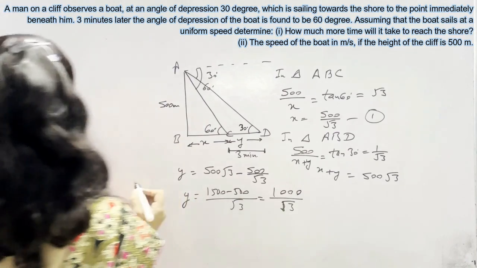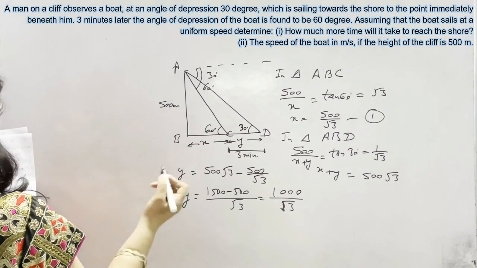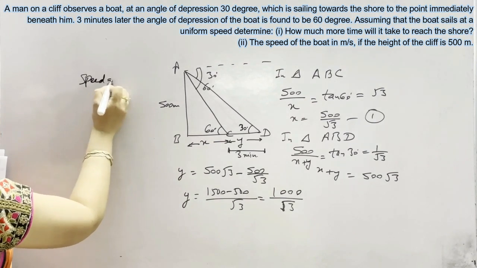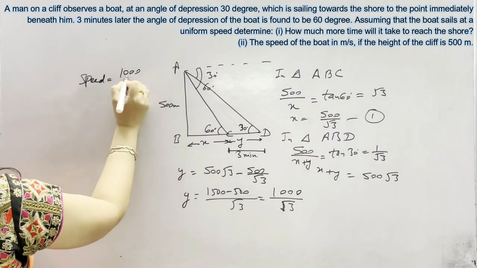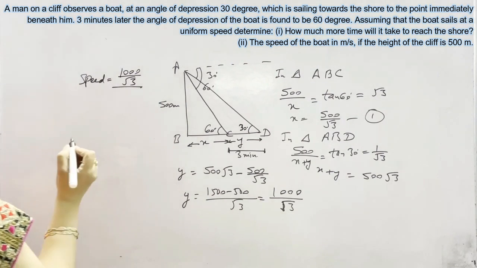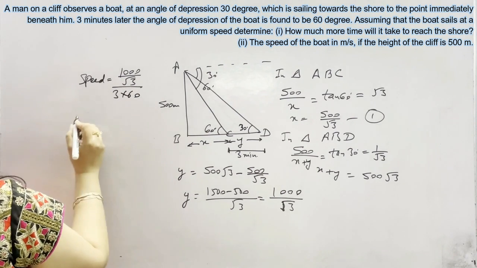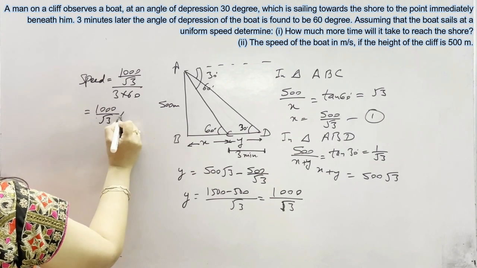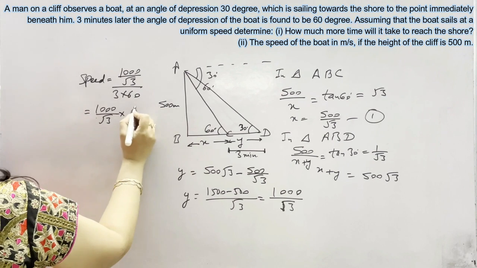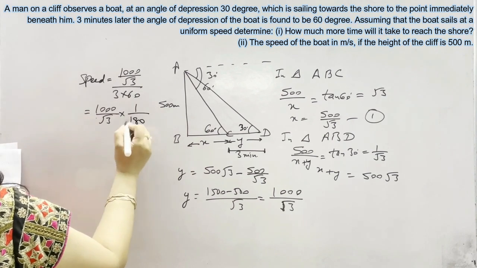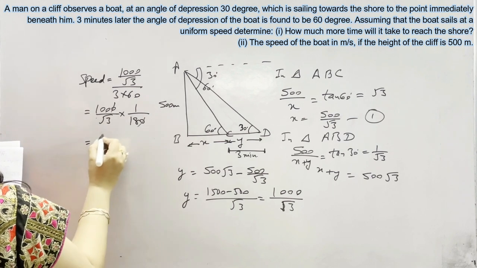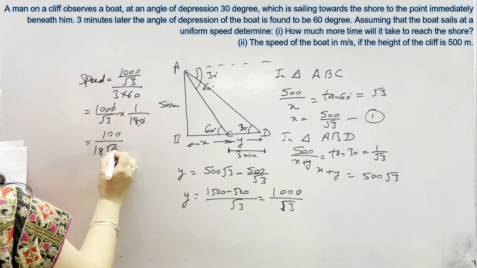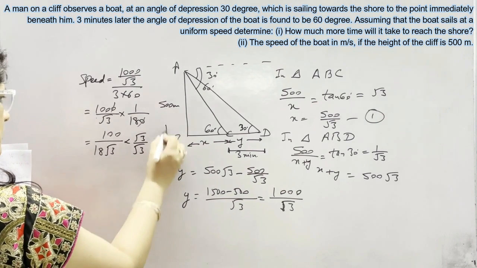Now speed, we need to calculate how much more time we need to calculate. So first coming to speed. Speed is equal to distance upon time. Distance is 1000 upon under root 3 and time it is given as 3 minutes. So 3 into 60. So 1000 upon under root 3 into 180. 1 upon 180. So after cancelling these zeros, value comes out to be 100 upon 18 under root 3. We can rationalize this also.